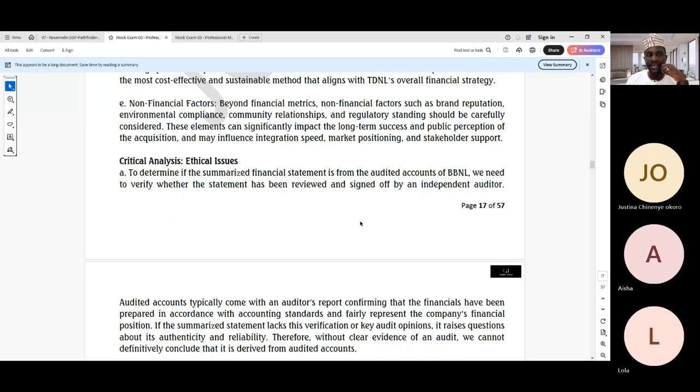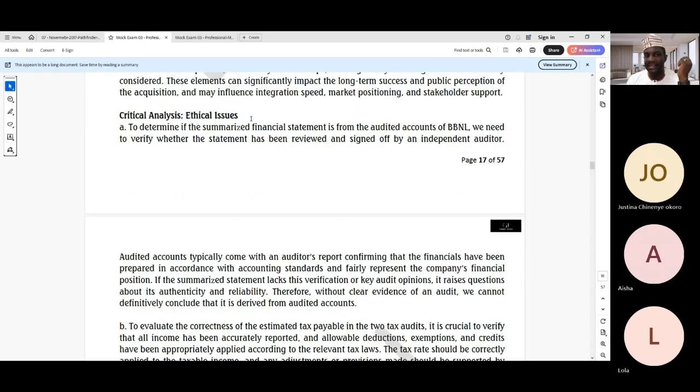So let's look at this and also critically analyze the ethical issues. We spoke to ethical issues, which is very important. This one now is a mandatory header. The other 3 headers we did are voluntary headers. But this one is mandatory, very, very mandatory. You must talk about ethical issues.